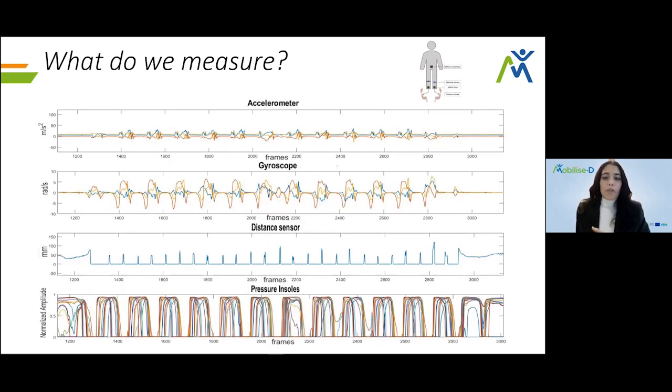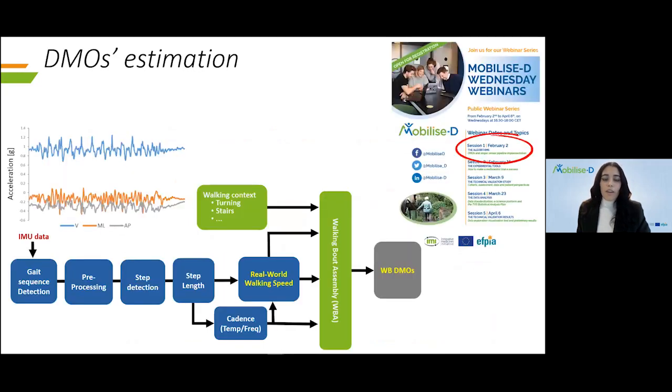Maybe you are more familiar with the signals in the upper part of the plot, so the accelerometer and gyroscope data, which are the output of inertial sensors. But in this case, we also have distance sensors and the pressure insoles. And from the last ones, you can see how clear is the impact with the ground. So you can already understand how those sensors are going to be used.